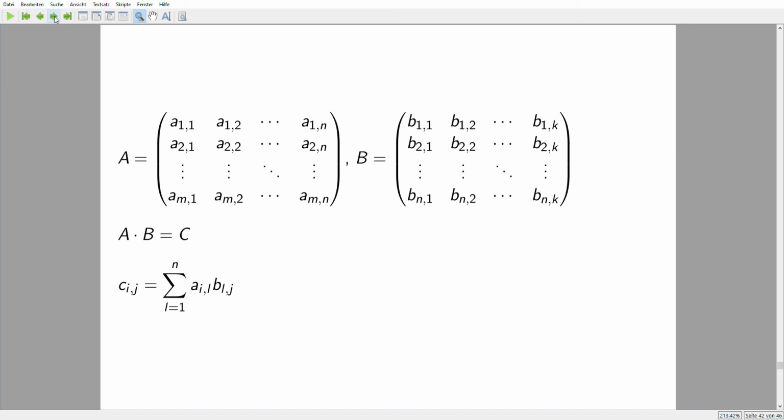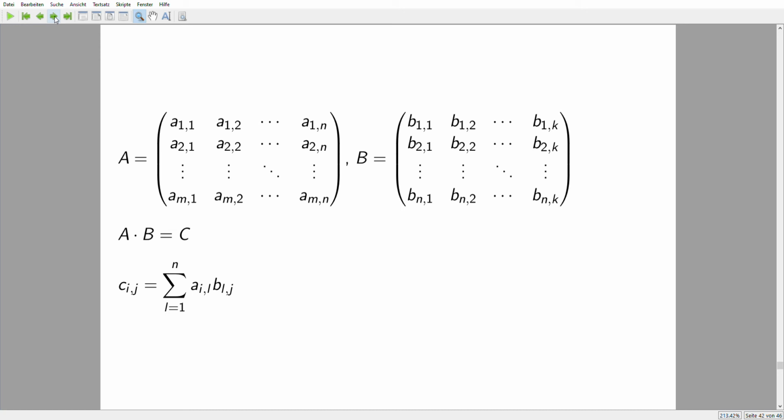Remember, in our case, n is the number of columns of A, and also it's the number of rows of B. So essentially, the element in the ith row, jth column of our result is the product of the ith row of A and the jth column of B.